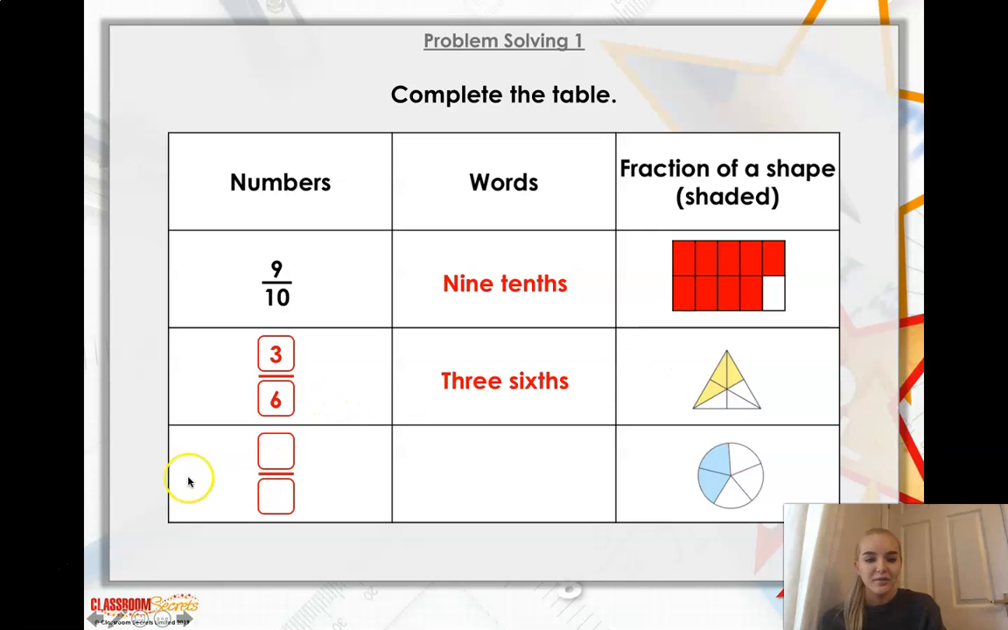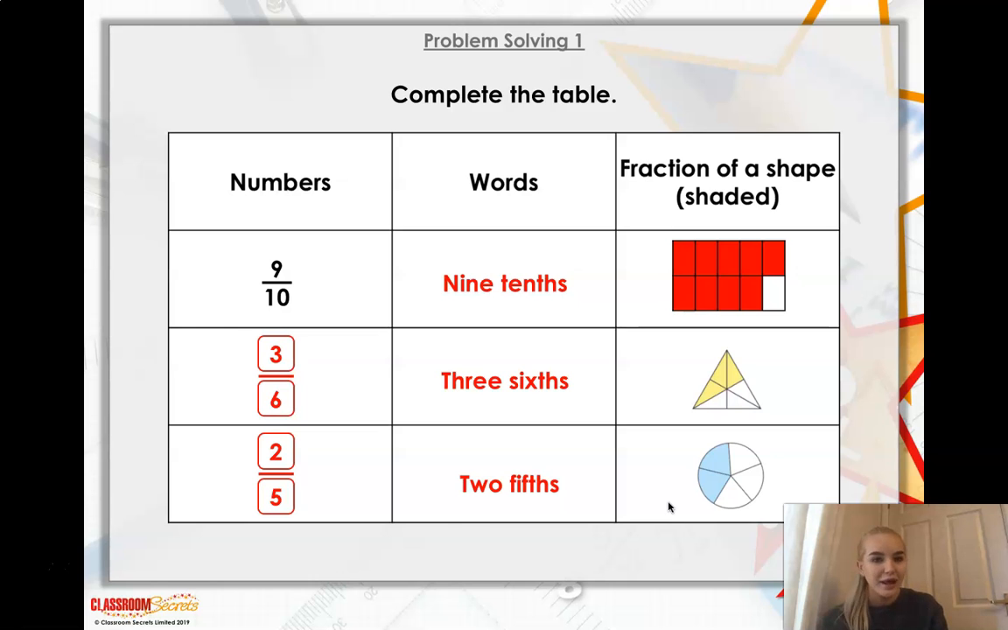Okay, the final example is the same. We don't have our fraction and we don't have our words. We just have the shape. So, how many parts do we have all together? 5, fantastic. And how many parts are shaded? 2. So we know that 2 out of the 5 parts are shaded. So we can write the fraction by looking at the top number, my numerator, which is 2, and my denominator, which is 5, so that would be 2/5.